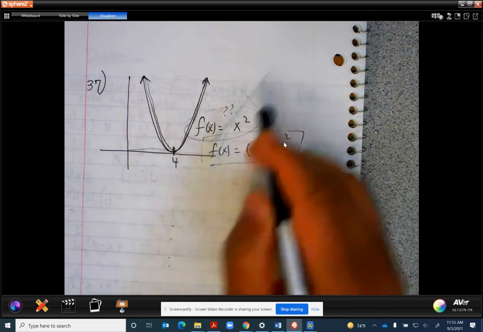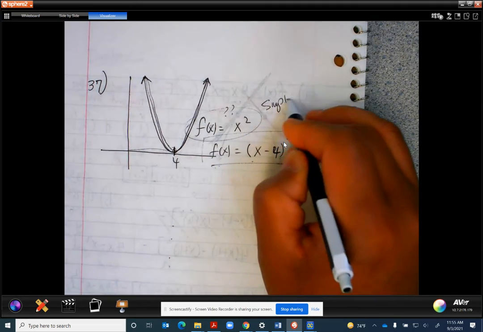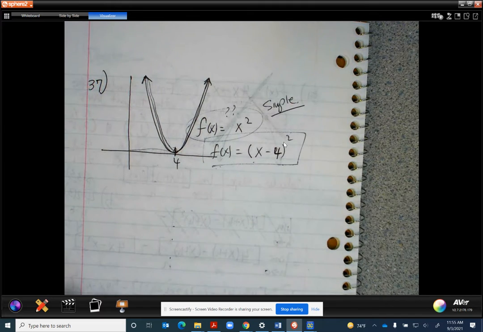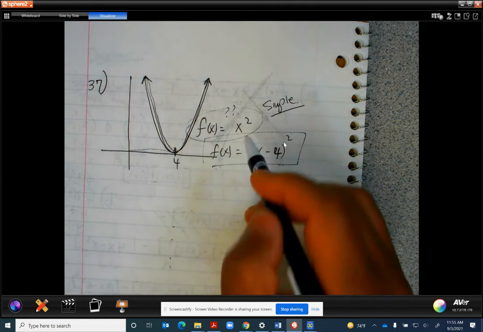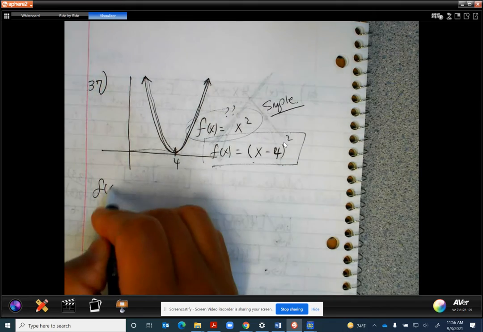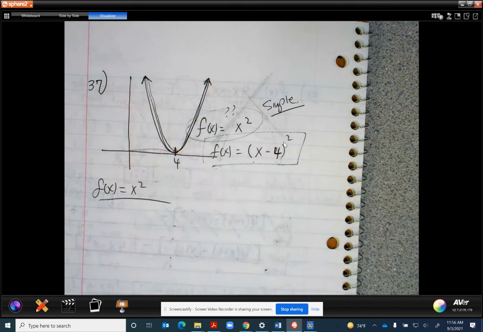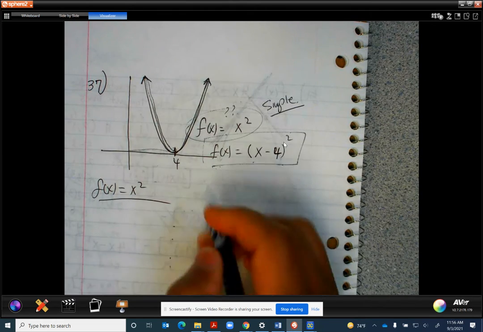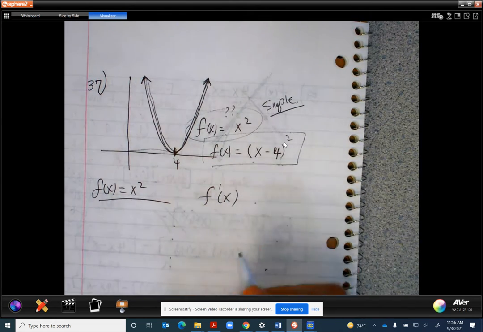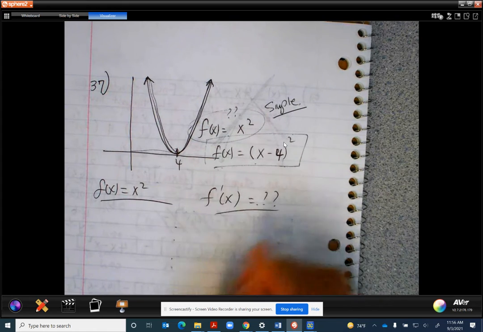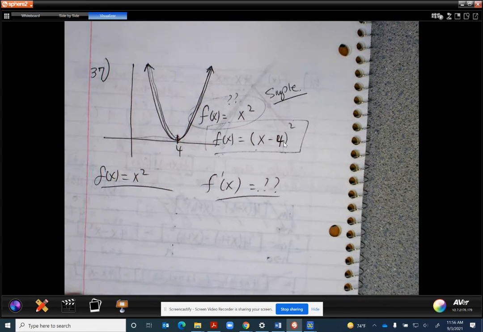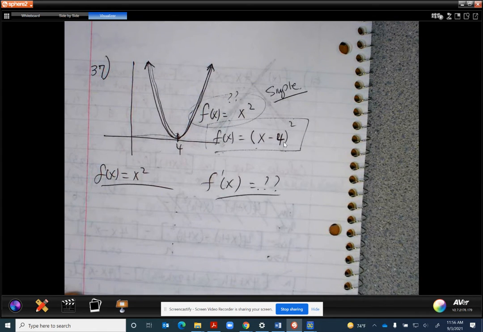But you want to think simple. Remember I told you that it doesn't have to be perfect. Remember I told you the answer doesn't have to be perfect. So the simple one will be f of x is equal to x squared. Does that make sense? That will be the simplest one. So what would be f prime of x function? How would I find f prime of x? Can someone tell me how to find f prime of x?